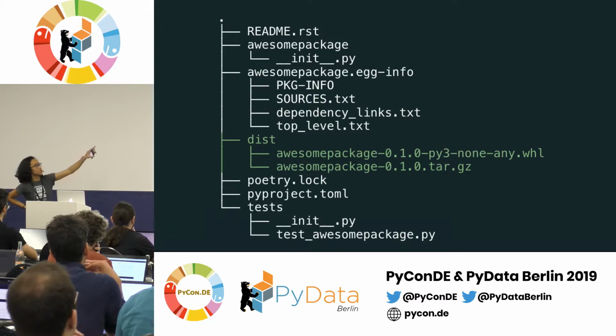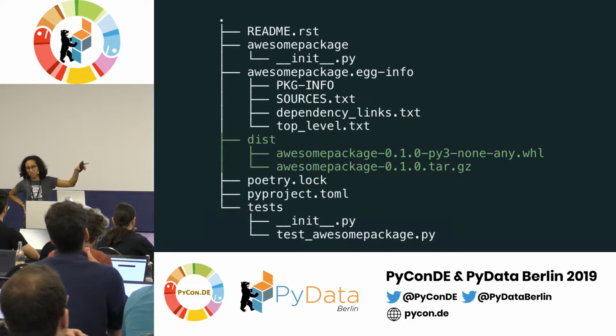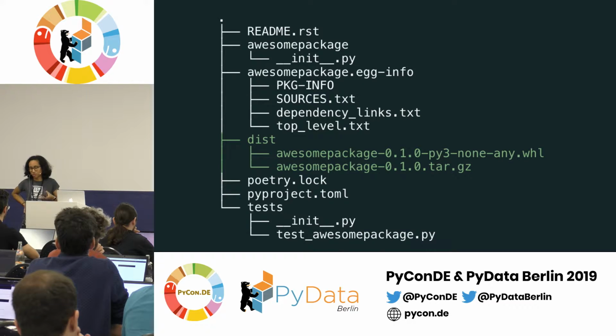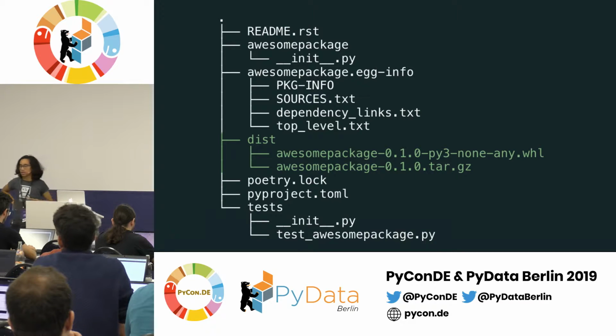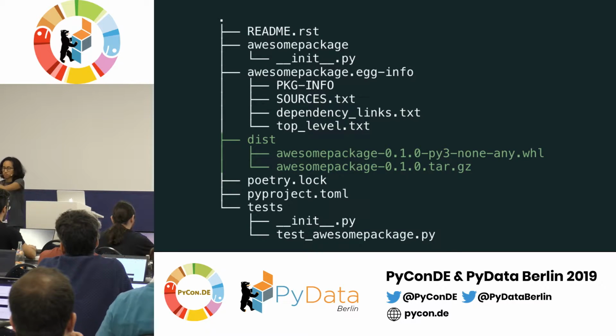So no, this is because I installed my own package with -e. Or no, I built my own package as an egg. So that's why it's there. And I don't think Poetry builds an egg at the moment. So I actually built this with setup.py, python setup.py bdist_egg.